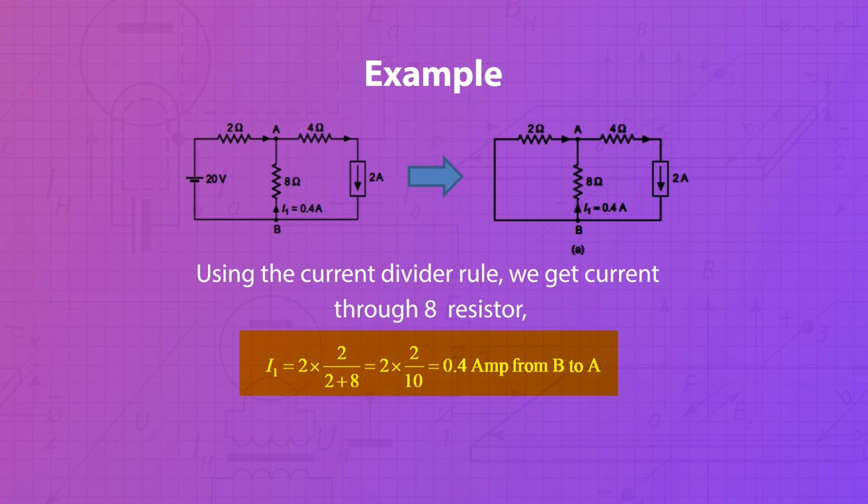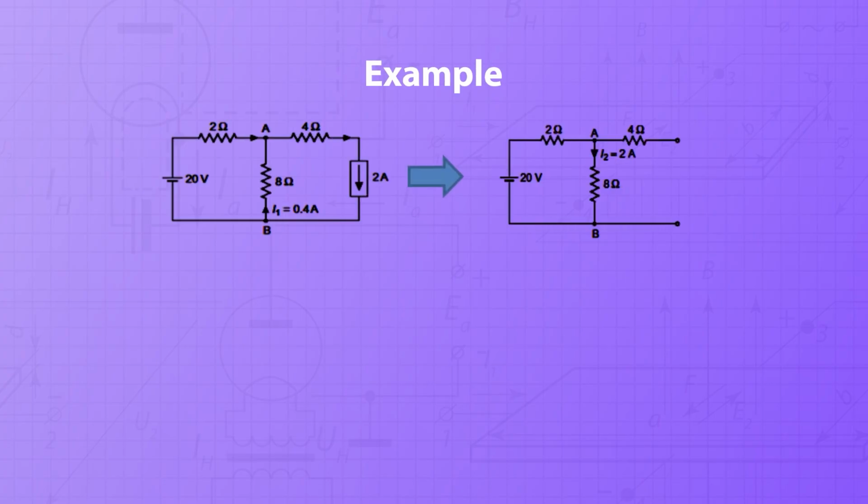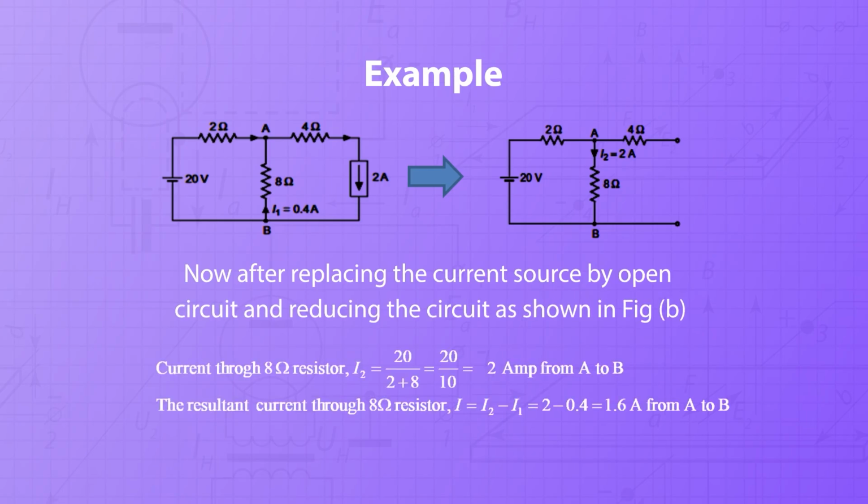Here you can notice the direction of the current is from B to A. Now you have to consider the 20 volt voltage source, and the remaining source, that is the current source, has to be replaced by its internal resistance. Because this is an ideal current source, it will be replaced by an open circuit. Now you have to find the current in the 8 ohm resistance branch, that is branch AB. So again replacing the current source by the open circuit and reducing the circuit as shown in figure B.